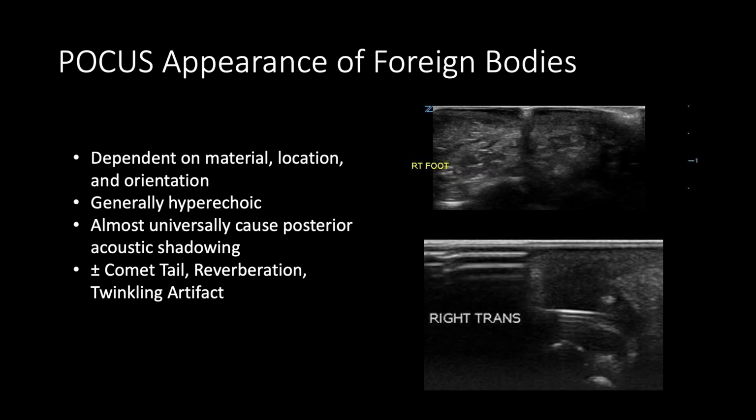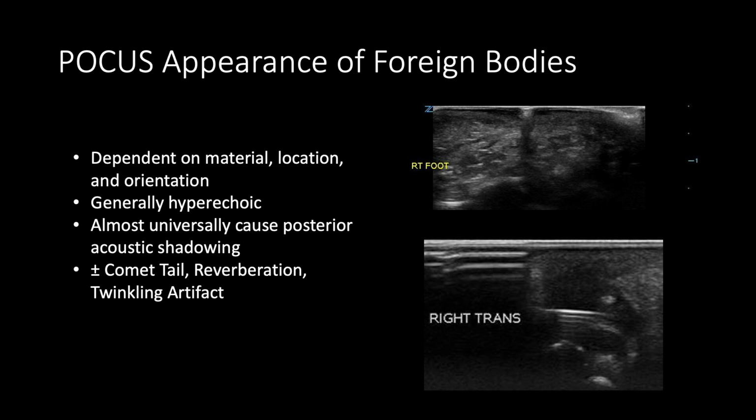The appearance of foreign bodies using ultrasound varies somewhat based on their material, their location in the body, and their orientation to the probe, but they will generally appear as hyperechoic or bright with posterior acoustic shadowing. If the body is metal, hollow, highly reflective, or oriented exactly perpendicular to the direction of the ultrasound wave propagation, it has a higher likelihood of generating a reverberation artifact or comet tails, twinkling artifact, etc. However, these artifacts aren't always seen and they're not necessary for diagnosing a retained foreign body.